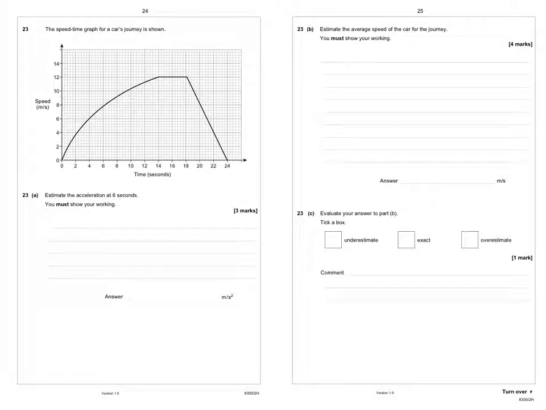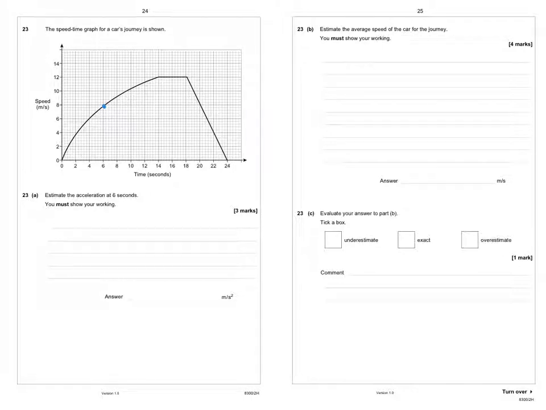Estimate the acceleration. Now, acceleration, this is speed and this is time. Acceleration is how speed changes for every unit of time. So at 6 seconds, if I mark a point at 6, how is the speed changing for every unit of time? Well, that is really the gradient. When we find the gradient of a curve or a line, it's how the values of the y-axis are changing for every unit of what's on the x-axis. Here we've got speed and time, so it'll be the gradient at this point.